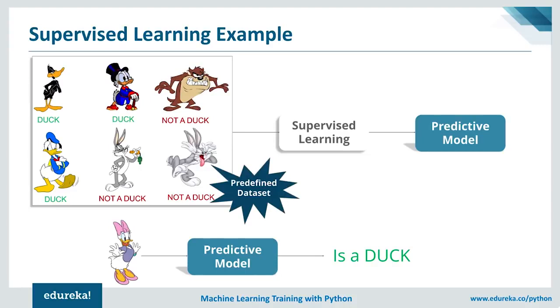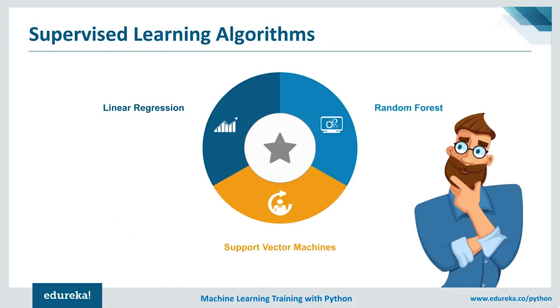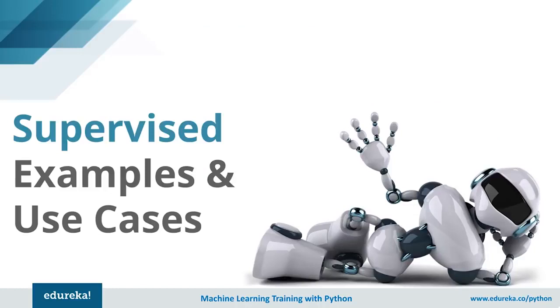Now let's move on and see some of the popular supervised learning algorithms. So we have linear regression, random forest, and support vector machines. These are just for your information. We'll discuss these algorithms in our next video. Now let's see some of the popular use cases of supervised learning.